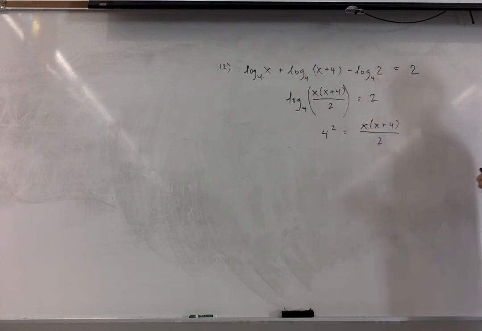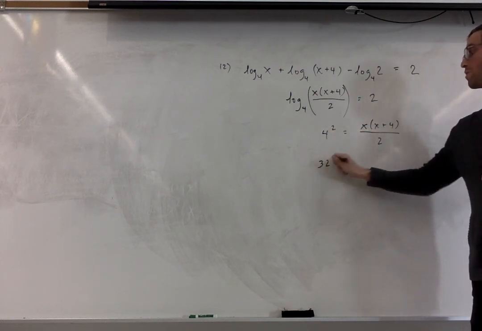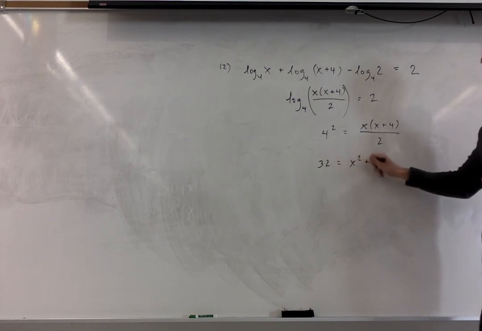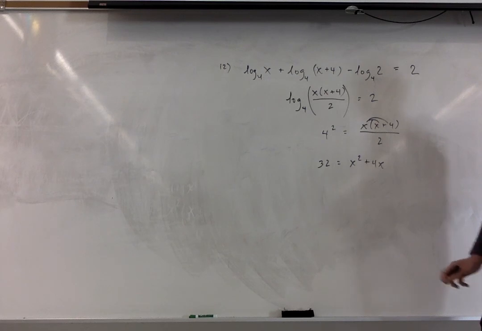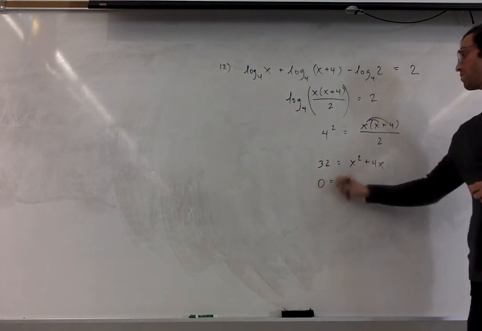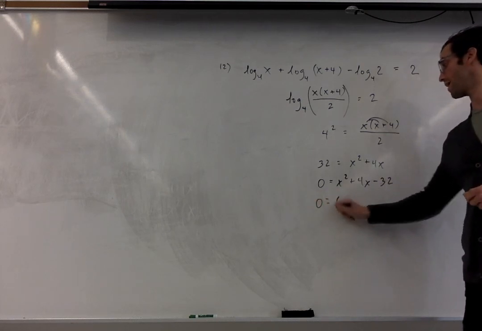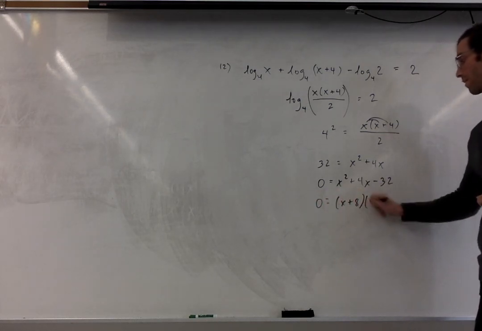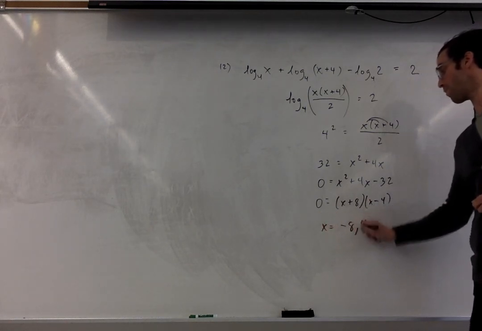And now we've got a quadratic equation to solve. Right, this is 16. 16 times 2 is 32. 32 equals x squared plus 4x. Just distributing and multiplying by 2 in the same step. Take away 32, x squared plus 4x minus 32 equals 0. Factor: x plus 8, x minus 4. So x equals negative 8 and positive 4.